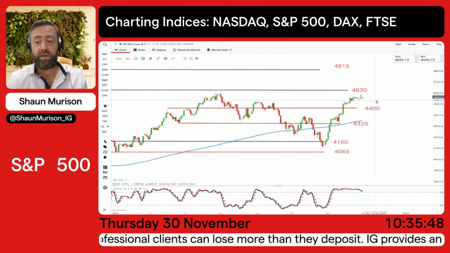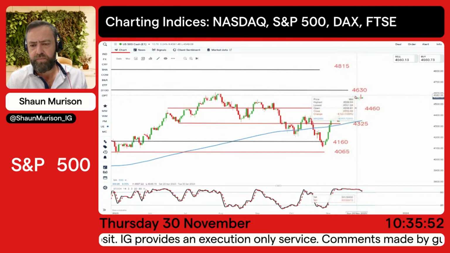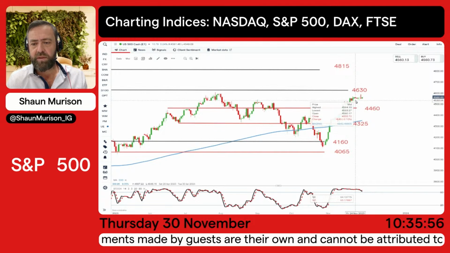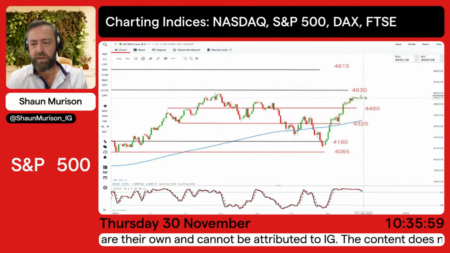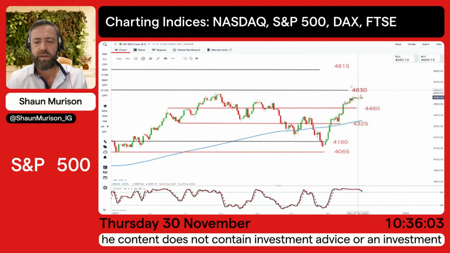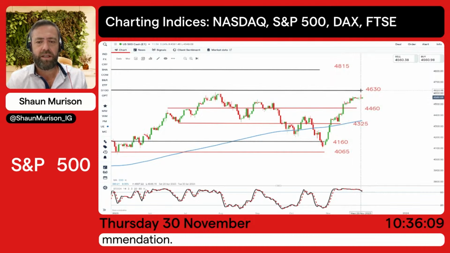I'd say that range is a lot narrower that we see. I haven't actually labeled it there, but you could argue it's somewhere between about 4,570, the low at about 4,530 odd, a very, very short-term range. Now, again, quite overbought at this point in time. I think there is a bit of a bias to the upside at this point in time. So we do still have that target 4,630 in play.